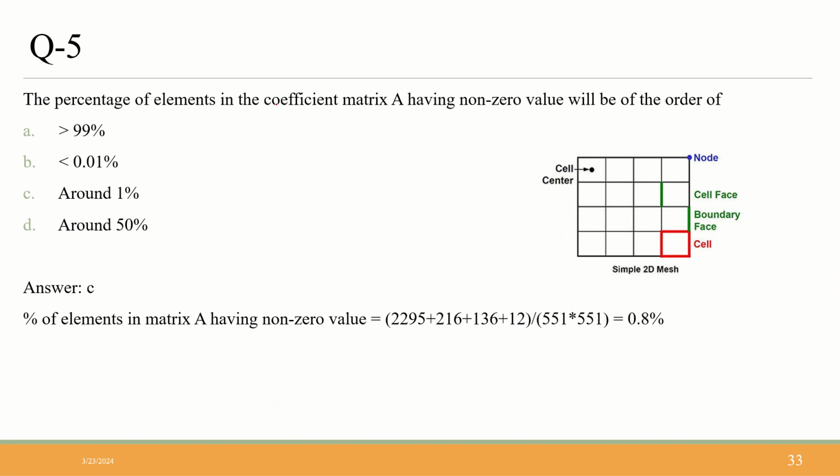So percentage of elements in the coefficient matrix A having non-zero values. We have found out which values will be non-zero, and we have summed up all those variables and divided by the total number of elements in the coefficient matrix A, and we got it as 0.8%, which is around 1%. So the right answer is option C.